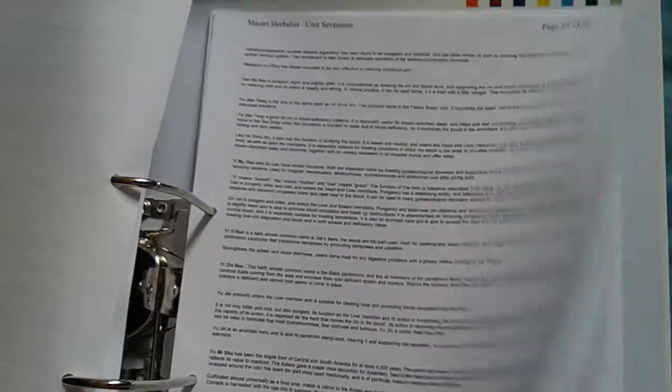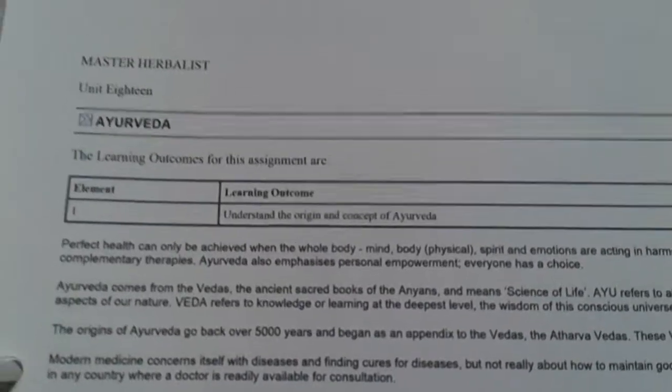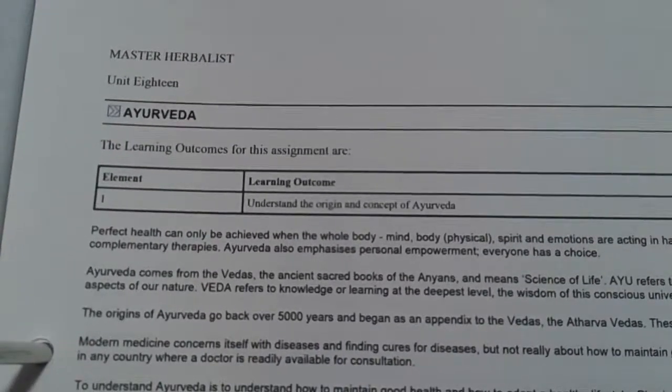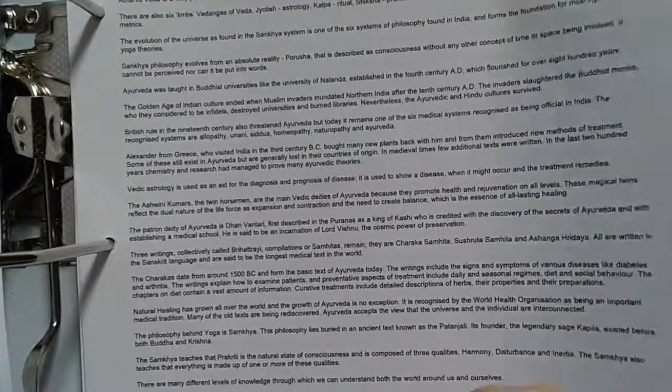This is 17, so it was 18. Let's move straight from 17 because this is just a list of names again, and then we're on to 18. So this one is understand the origin and concept of, oh, hang on, blurry, where are we? There we go. So the verdict and stuff is civilization, the golden age. There are many different levels of knowledge through which we can understand both the world around us and ourselves.